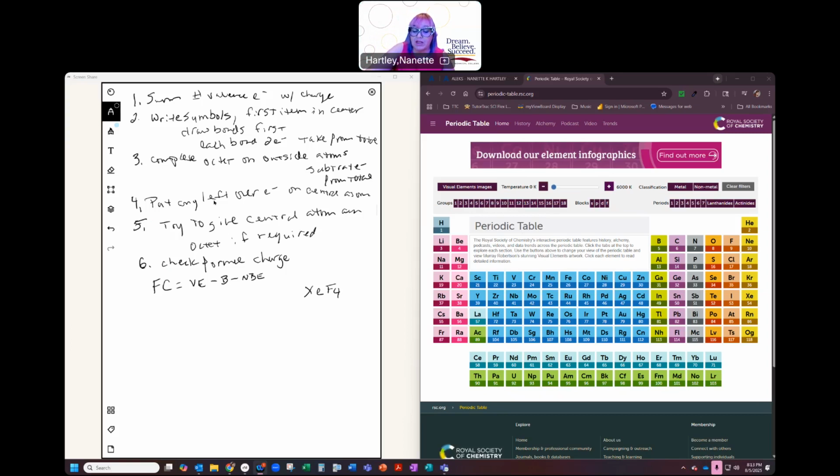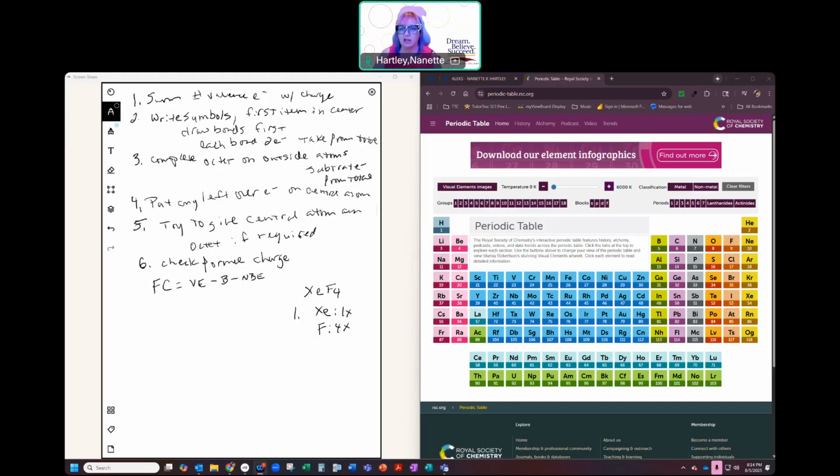So the first thing I want to do is sum all of the valence electrons that come with this. So I know I have one Xe that's in this, and I have 4 Fs. So 1 Xe, and so I'm going to multiply by the number of valence electrons there, and I have 4 Fs, and I'll multiply by the number of valence electrons there. So how do we count valence electrons again?